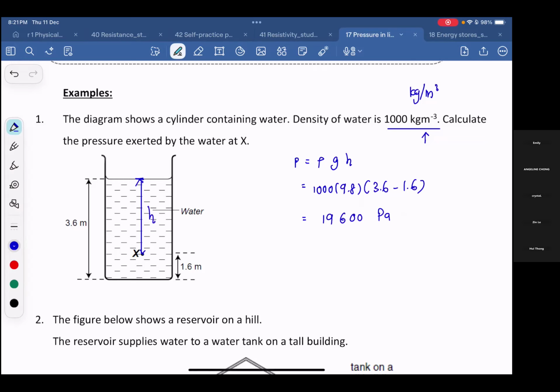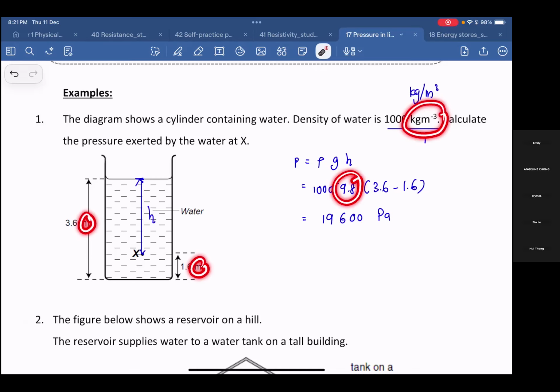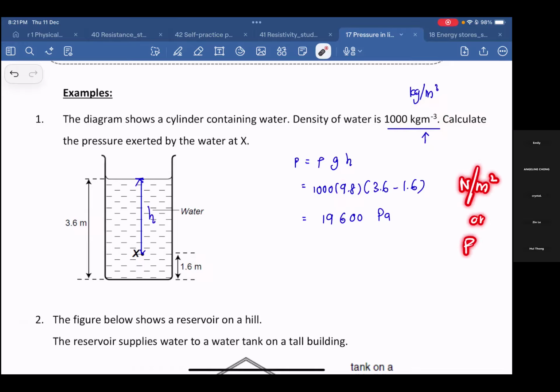In Pascal. Why in Pascal? Can you see that we are using meters, kg per meter cube, and 9.8 Newton per kg? All are SI units. That means the unit that we use at the end can be Newton per meter square or Pascal. So if, let's say, here is cm, please convert it into meters. We must tally the units.